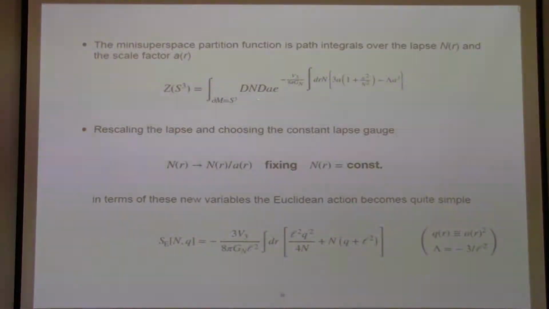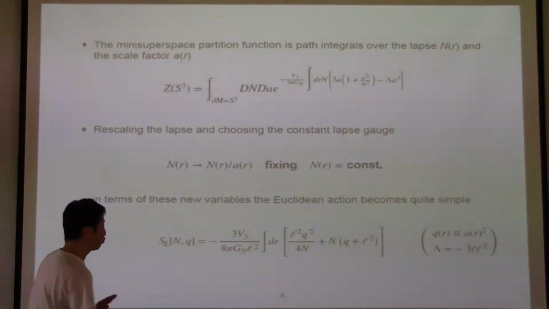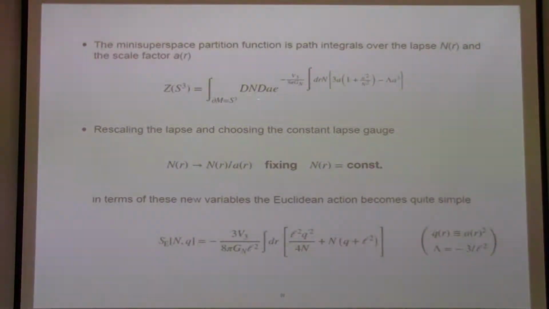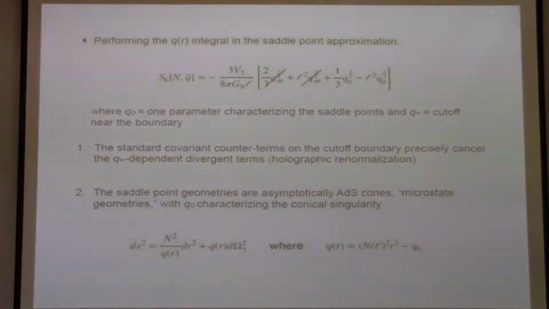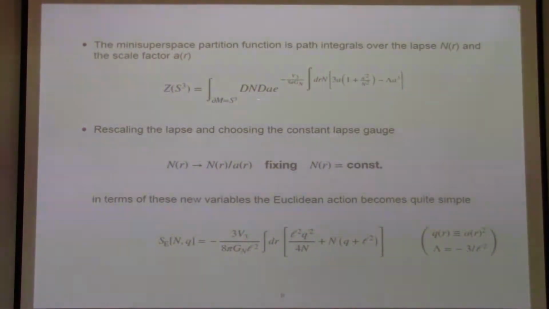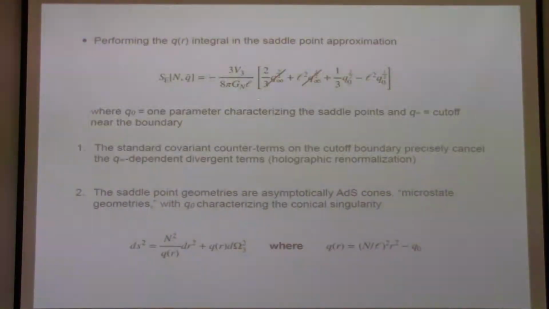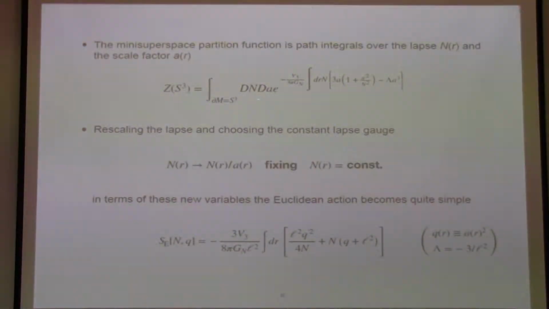Even for this one, we are not going to do the whole path integral. We will make another approximation. Okay, sorry. What we're going to do is, given this action, perform this path integral in the saddle point approximation. N is constant, and we first want to do the Q integral, and we do this by saddle point approximation.